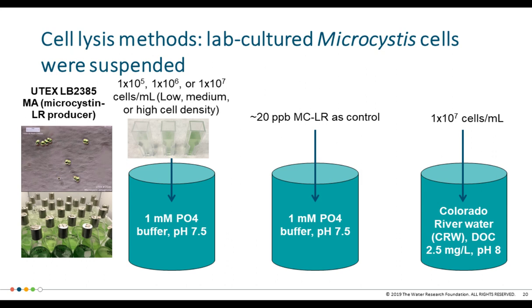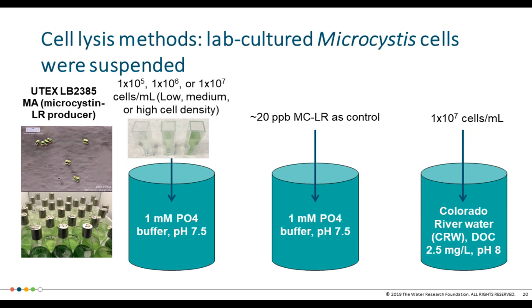Thanks, Eric. So I'll be talking first about cell lysis methods that we assessed, and this is for extracting total cyanotoxin from cells, looking at intracellular and extracellular toxin combined. So to do this, we cultured a UTEX strain of Microcystis aeruginosa. It was a confirmed microcystin-LR producer. And from there, we looked at low, medium, and high cell densities to look at how cell density impacted extraction of cyanotoxins for measurement of total toxin.